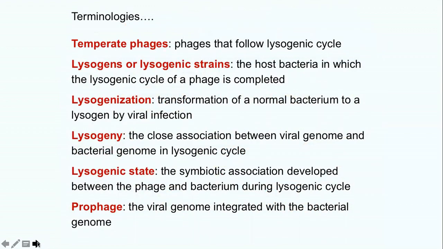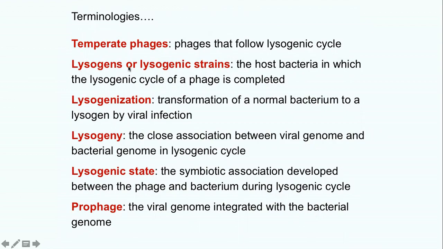There are certain terminologies associated with the lytic and lysogenic cycles that you have to remember. Temperate phages: what are they? They are phages which follow the lysogenic cycle. Virulent phages are those which follow the lytic cycle. Then you need to remember prophage. What is a prophage? It is a viral genome which is integrated with the bacterial genome. You need to remember the word induction. That is a process by which a prophage separates into the viral genome and the bacterial genome.